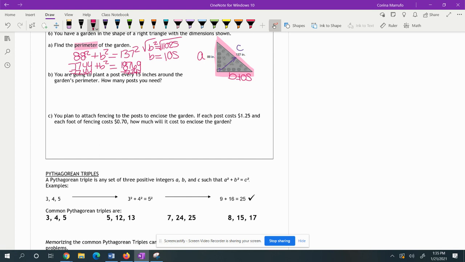So now we found B, now we're ready to find the perimeter. Our perimeter here is equal to 88 plus 137 plus 105, and we add those all together, and that gives us 330. Our units are inches. This is not squared because it's not area, so this would be our answer.